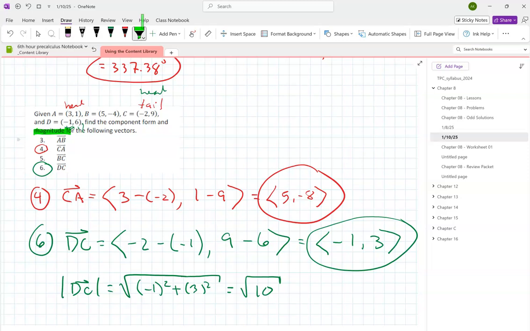You would have had to do that for number 4 also, but it's just the square root of the x component squared plus the y component squared. So that would have been 25 plus 64, so square root 89.